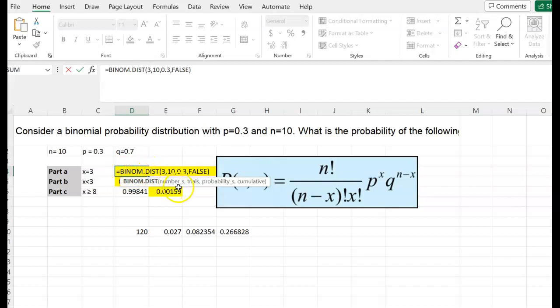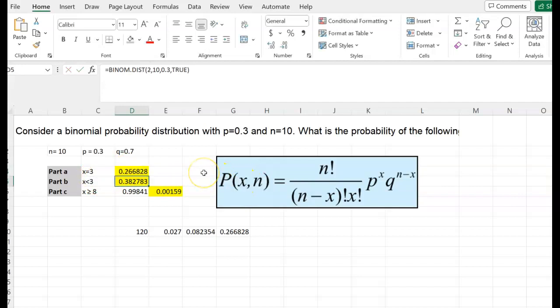Now that's if you use the formula, but you can use the Excel formula, binom.dist. Your first number is always going to be x and then n, so 3 and then 10, and then the probability of success is 0.3. We just want it to be equal to 3, so we don't want it to be cumulative, and we put false.